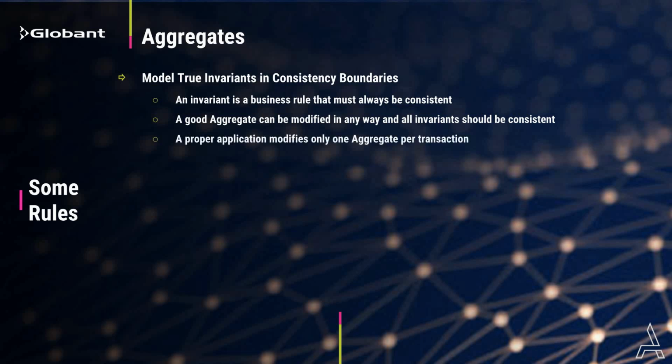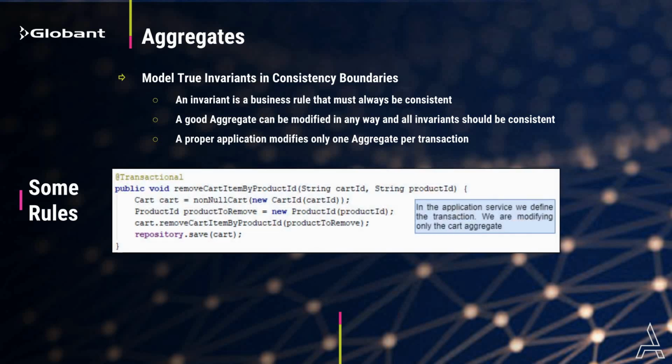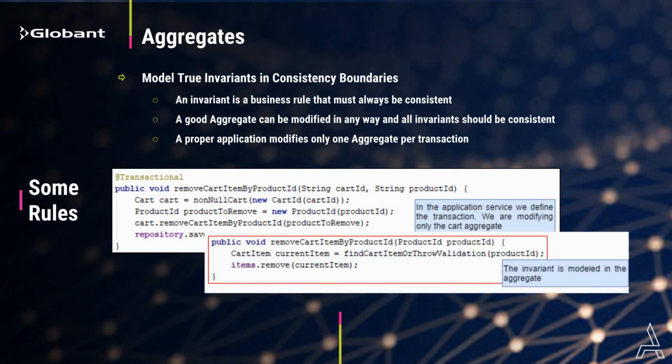Along with this, the rule also says that a properly designed application modifies only one aggregate instance per transaction. This is really important, so do not forget it. Let's check an example. Here, we have the application service where we define one transaction. We are modifying only the cart aggregate in this transaction. The invariant is modeled in the aggregate, as you can see it here.